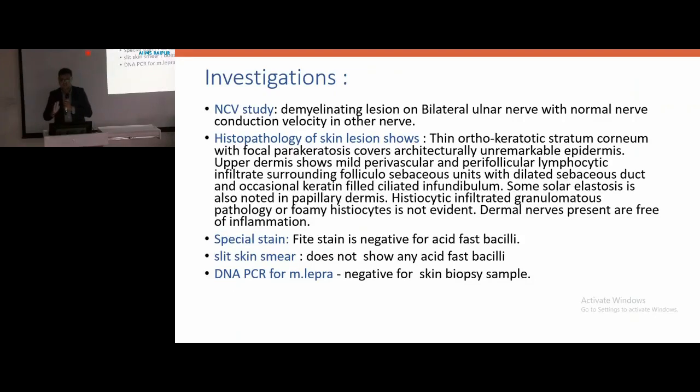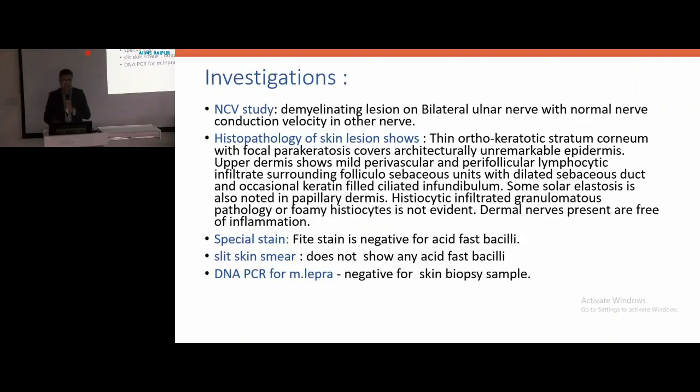Histopathology was not suggestive of relapsed lesion, as the histopathologist, who is very senior and respected for leprosy in our country, authoritatively said that there are no findings suggestive of relapse. Dermal nerves are free of inflammation. There is no active ongoing granuloma. Special stains were also negative. DNA PCR we also did because we did not want to miss a case of relapse, since it was more than 20 years. That also came as negative. And slit skin smear also did not show any acid-fast bacilli.